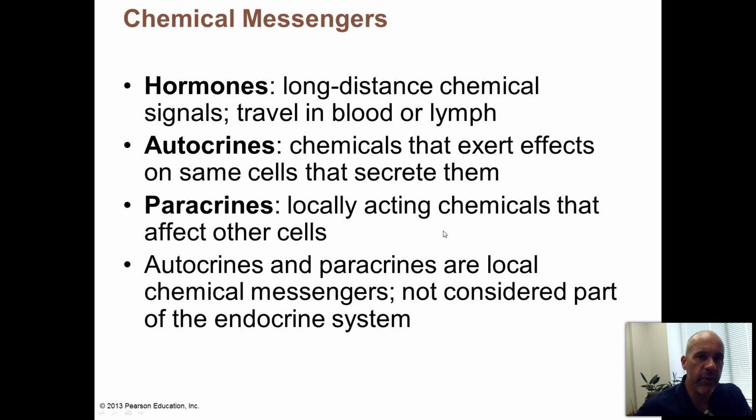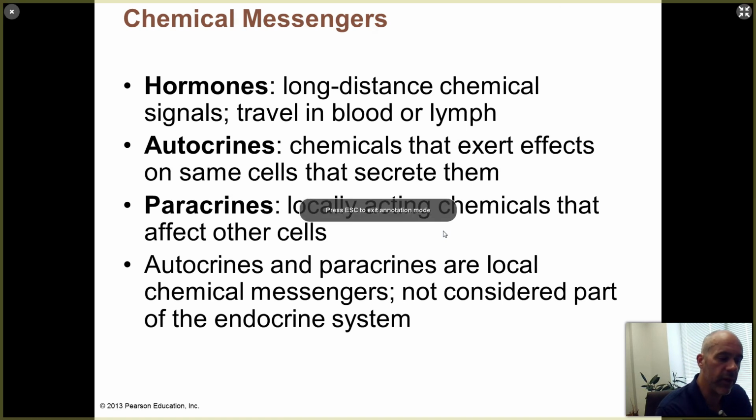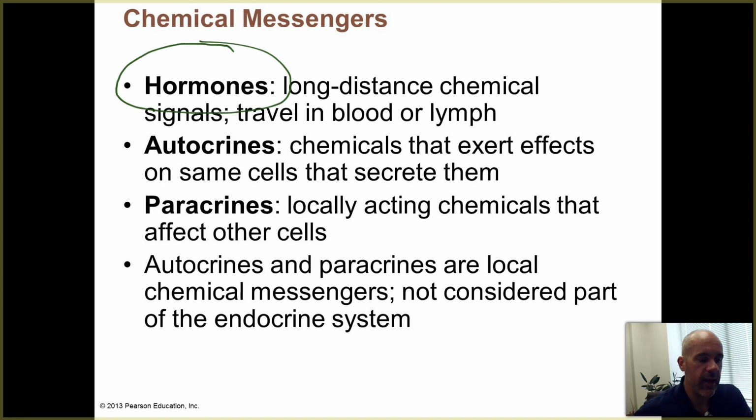Okay, so there are three different major categories of chemical messengers that your body produces, which send signals to other cells of the body to try to control their behaviors. In this first unit, we are mainly going to be focusing on hormones. These are chemicals that are produced by endocrine glands, which diffuse into the bloodstream and travel throughout your body, carried by the blood.